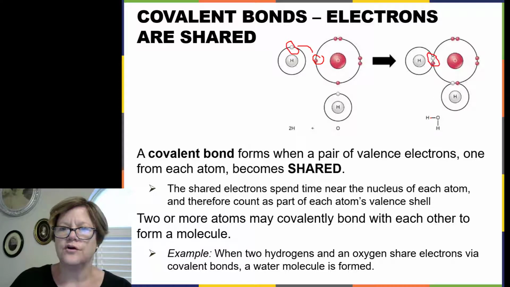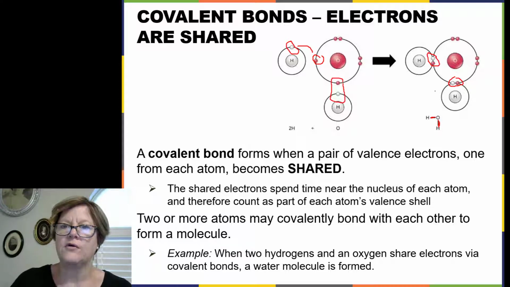So we usually draw it in just a little short line. Between the O and the H, there's a little short line. That means there's a pair of shared electrons. Now over here you have another pair of shared electrons. So that's another bond.